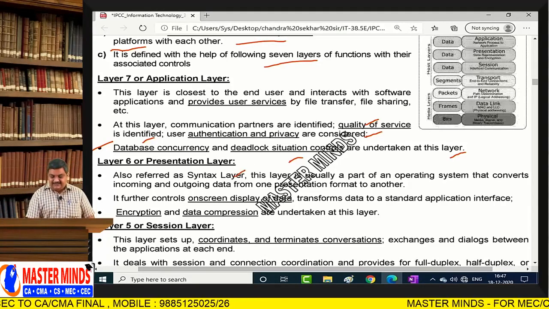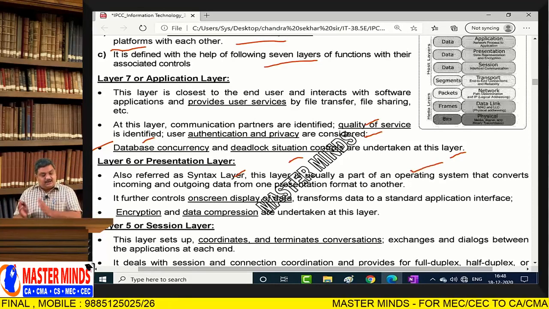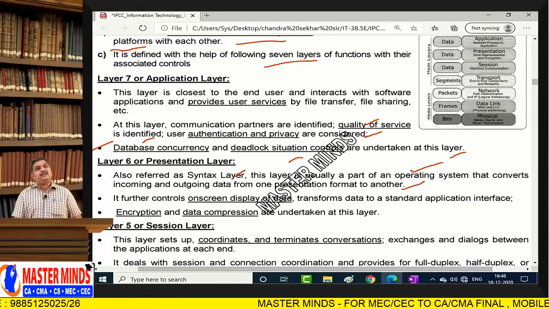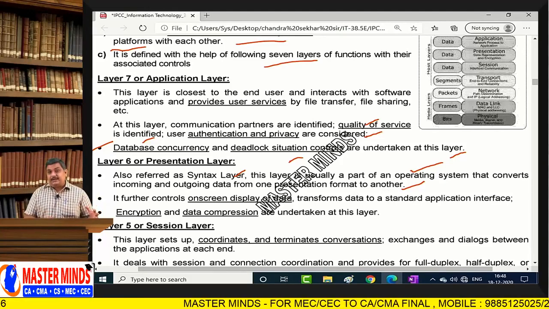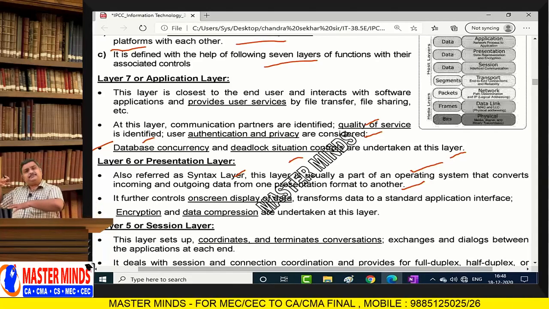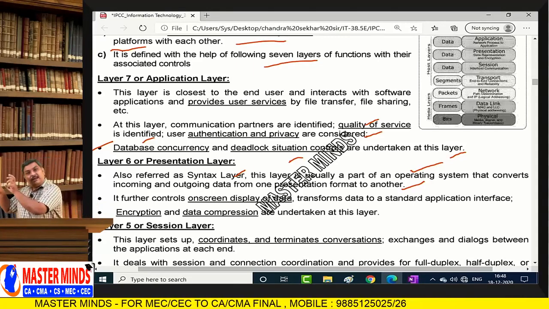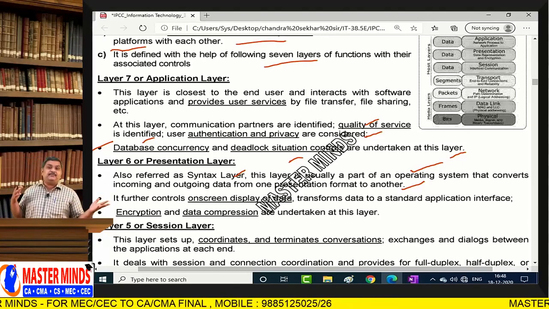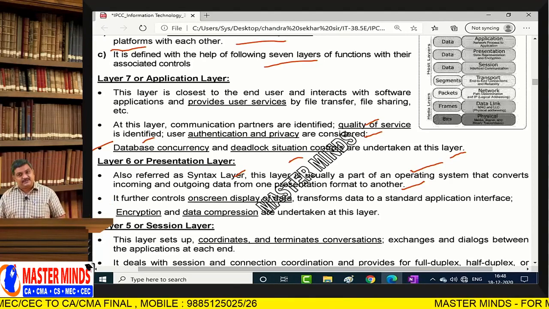Also referred to as the syntax layer. This layer acts usually as a part of the operating system that converts incoming and outgoing data from one presentation format to another format. See, I am using a computer made by Dell. Okay. And I am using the Windows operating system, whereas my friend is using the Ubuntu operating system on a Lenovo computer. Now here, the operating systems are different. I am using Windows, my friend is using Ubuntu, a Linux based operating system.